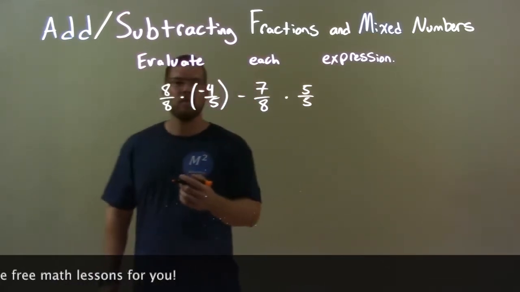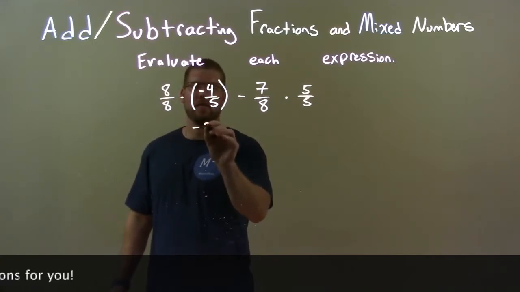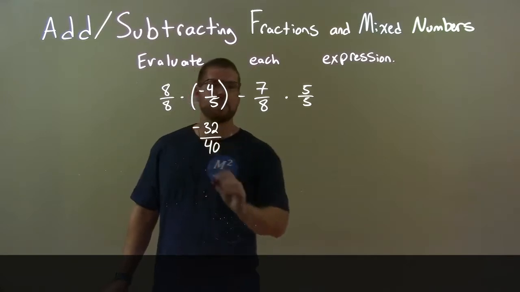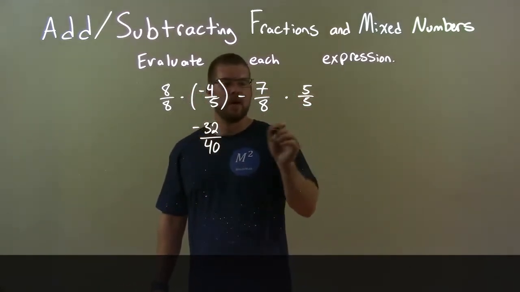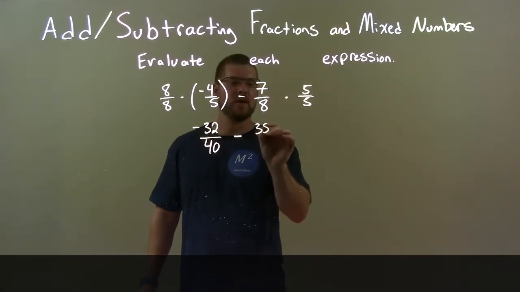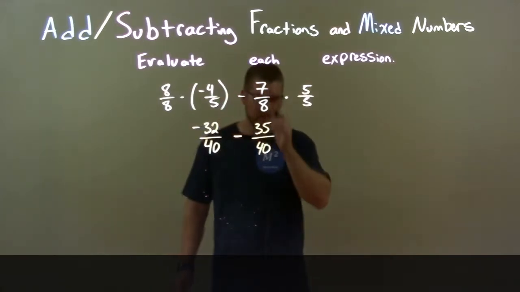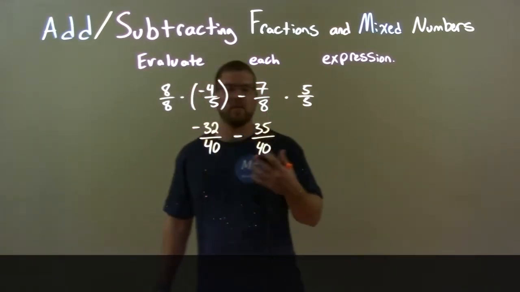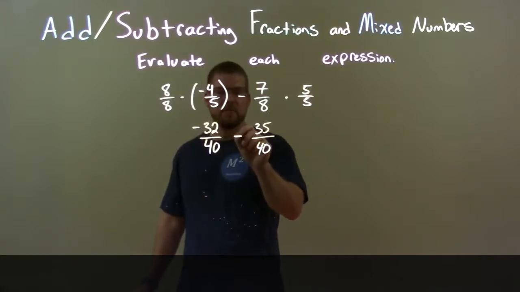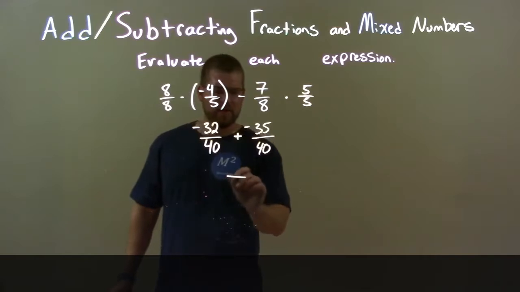So let's go do that. 8 times negative 4 is a negative 32, and 8 times 5 is 40. Now we have the right side. For our subtraction here, 5 times 7 is 35, and 8 times 5 is 40. So now we have the same base. We can worry about the numerators. Now, this subtraction is like plus a negative. So our base is 40 here.